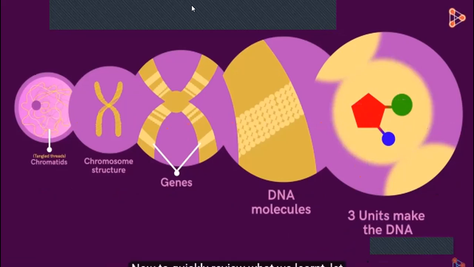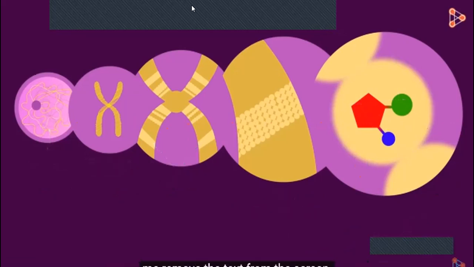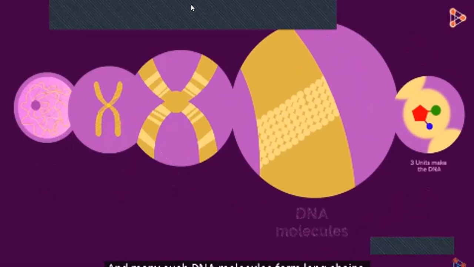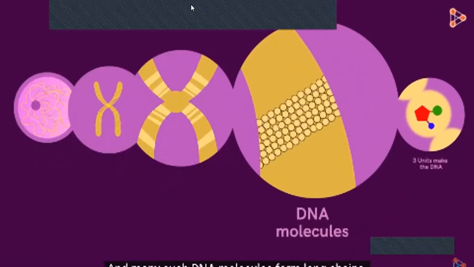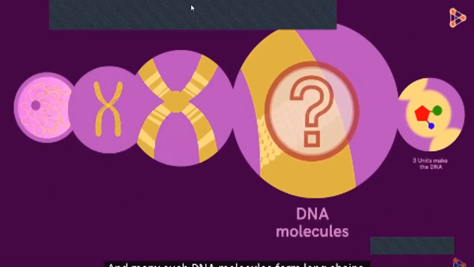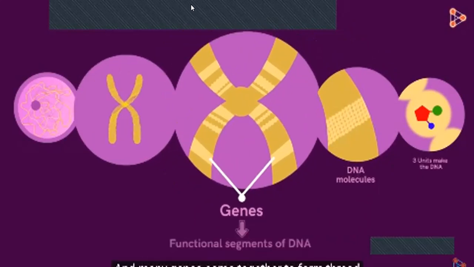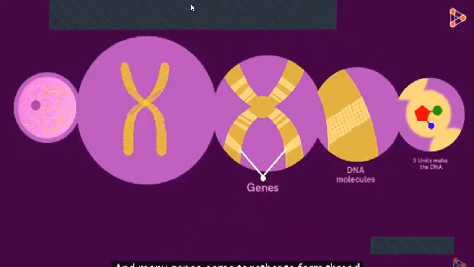Now to quickly review what we learnt, let me remove the text from the screen. These 3 combine to give us a single molecule. And many such DNA molecules form long chains. What is a sequence of DNA molecules called? That's right, it's called a gene. So technically, segments of DNA molecules which form functional units are called genes. And many genes come together to form thread-like structures called chromosomes.